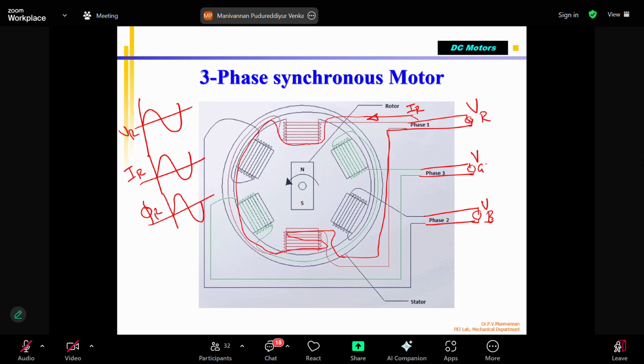If I say the second one is green, it means I have applied voltage to the green coil. This is the second phase. This is VG, and accordingly there is an AC current, sinusoidal, which is IG, and there is a magnetic flux here, which is going to be phi G. So phi G is created in these two coils, and here phi R.